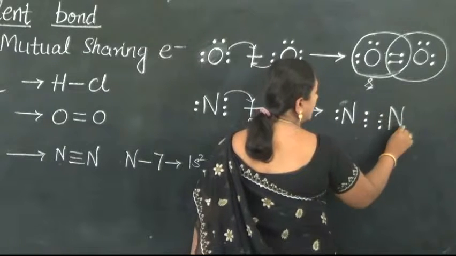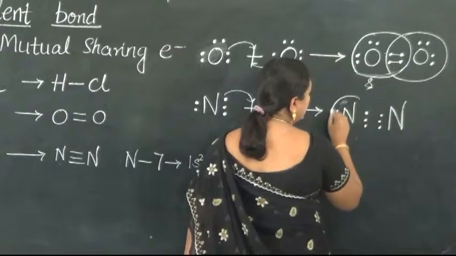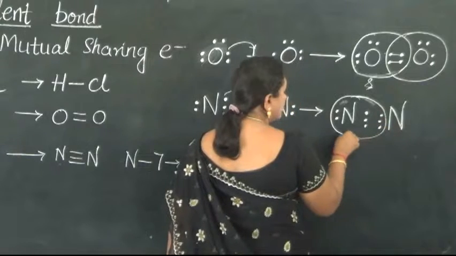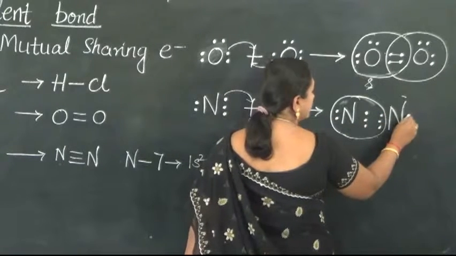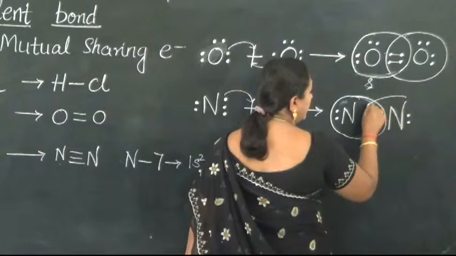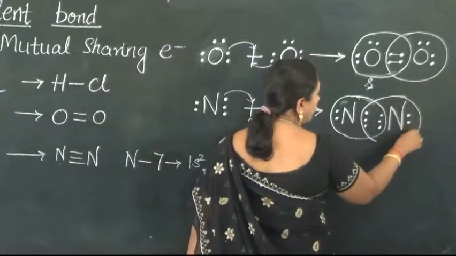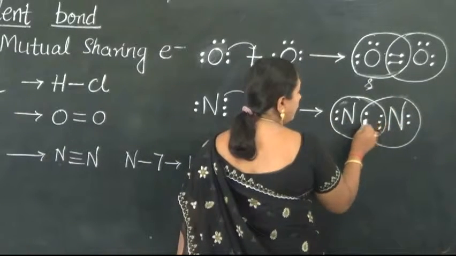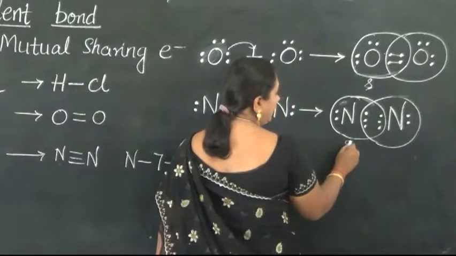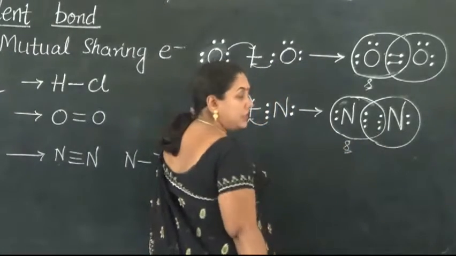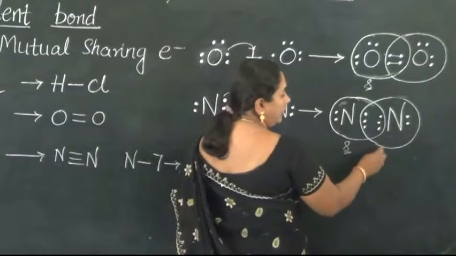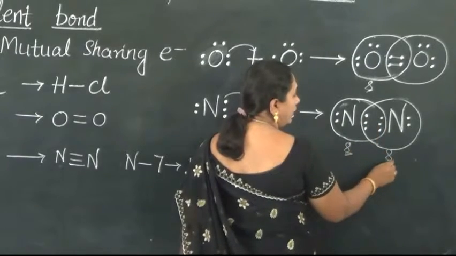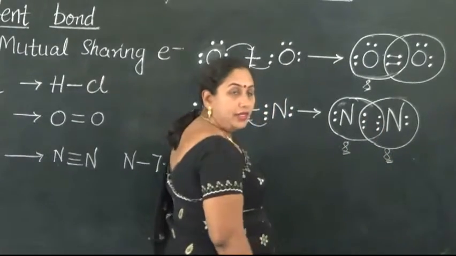So now what happens to this nitrogen? These electrons belong to it, and for this nitrogen also the donated electrons belong. So as a result, 1, 2, 3, 4, 5, 6, 7, 8. So 8 electrons are present in the outermost shell of this atom of nitrogen. Similarly, 1, 2, 3, 4, 5, 6, 7, 8. This atom of nitrogen is also containing 8 electrons.